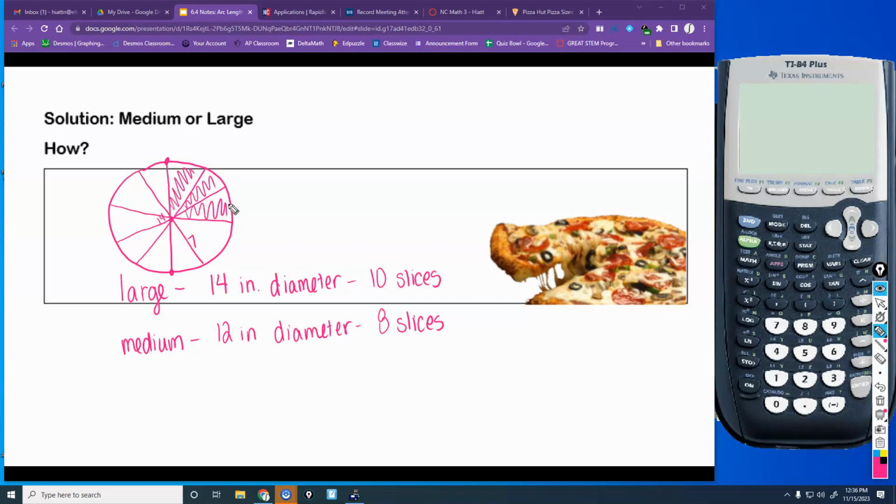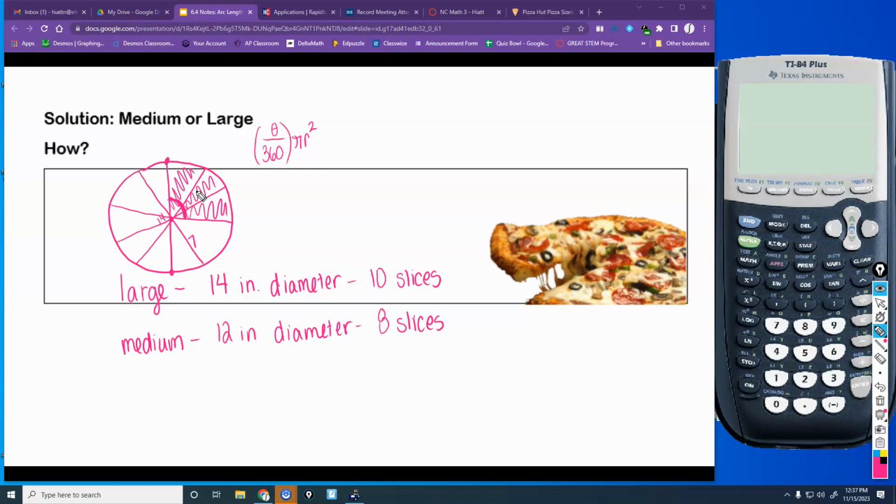So to do the area of a sector, I need to know, because I want the area of this pizza, right? So that is theta over 360 times pi r squared. So right here, I need to know what that angle would be. It looks 90, but it's not. That's just my bad drawing.